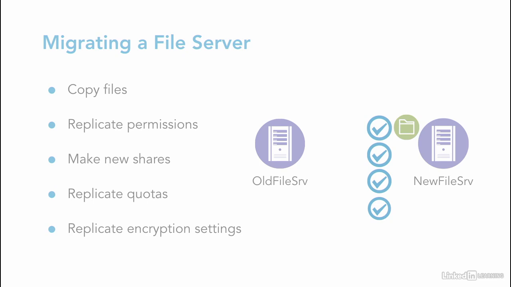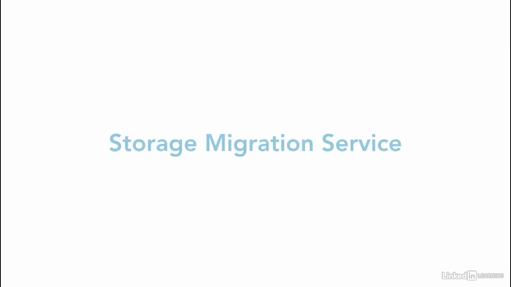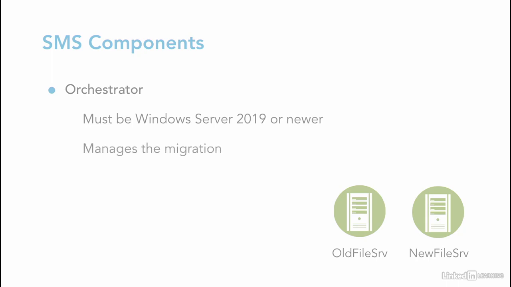They've now introduced a new feature to facilitate just this type of migration. Storage Migration Service is their answer. And this feature has 3 parts, or roles, to be played by servers in your network. The orchestrator, this is a server that has to be at least Windows Server 2019. It could be newer. It's going to take on the role of managing this migration.